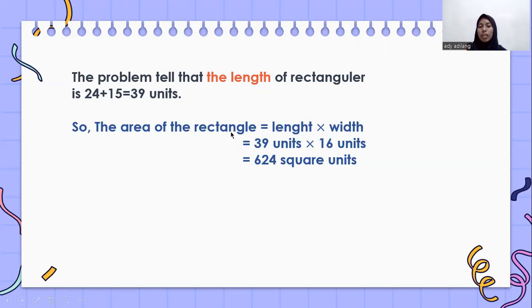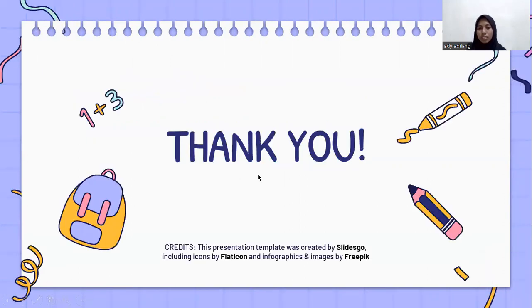So to find the area of the rectangle, we're going to use the formula of the area of a rectangle, which is length times width. So the length is 39 units and the width is 16 units. So multiply them, and we got 624 square units. So the area of the rectangle is 624 square units.